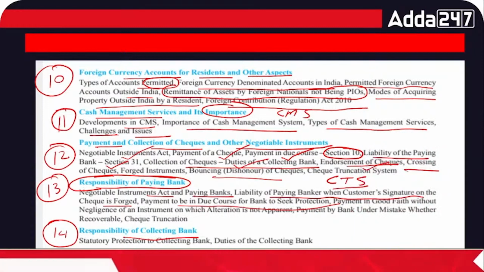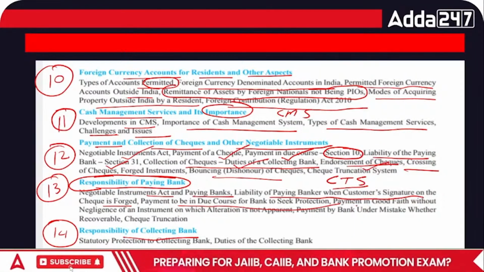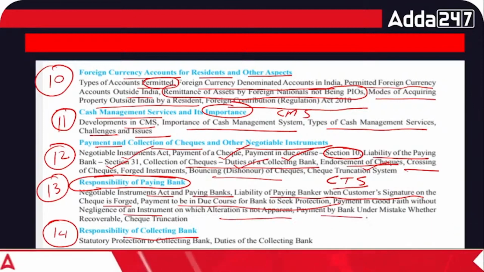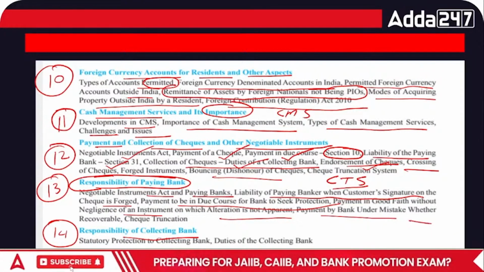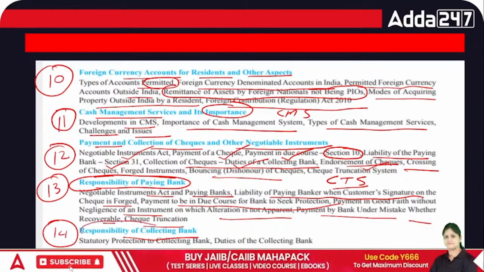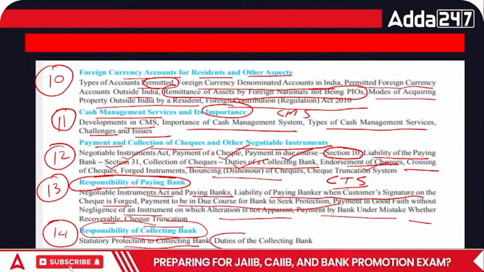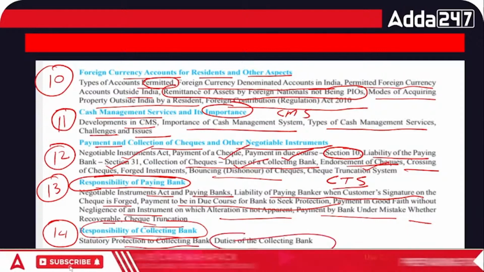So this we are going to cover: payment in good faith without negligence of an instrument on which alteration is not apparent. Payment by bank under mistake, whether recoverable, cheque truncation, and what is the responsibility of the collecting bank. Statutory protection for the collecting bank and what are the duties of the collecting bank. This we are going to cover.